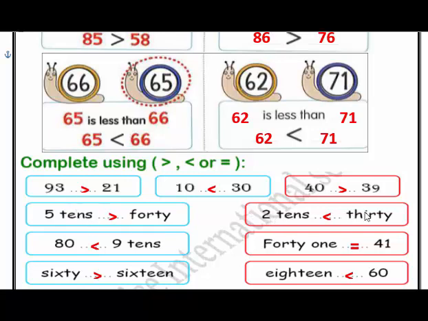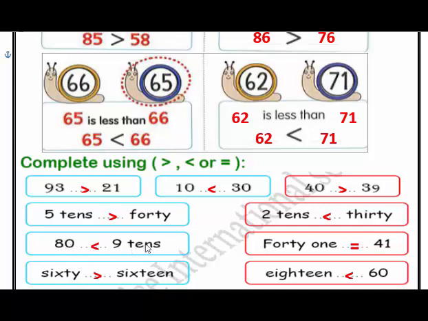2 tens and 30. Again, cross tens, put 0, 2 tens will be 20. 20 and 30, which is bigger? 30, because 30 has 3 tens and 20 has 2 tens. So 30 is the bigger. So 2 tens is less than 30. And the mouth doesn't look at 20. The mouth is eating the bigger, eating 30.